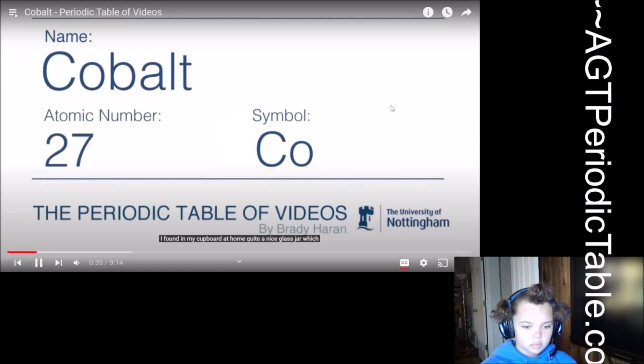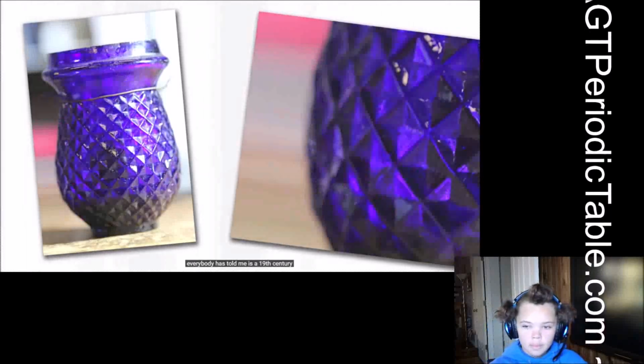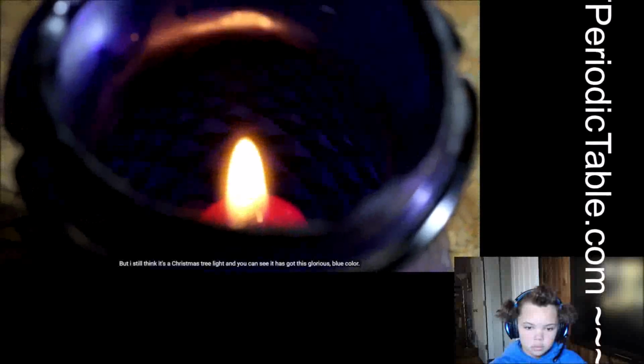I found in my cupboard at home quite a nice glass jar, which everybody has told me is a 19th century Christmas tree light with a candle in it, though I'm sure some viewers will tell me it's something more boring, but I still think it's a Christmas tree light. And you can see it has got this glorious blue colour. Did you buy it in the 19th century? I can't remember when I bought it, but it was a long time ago.